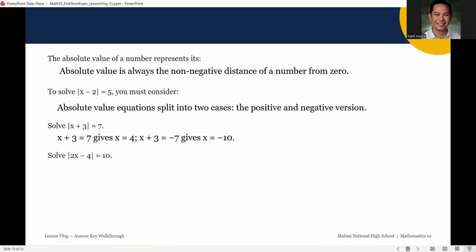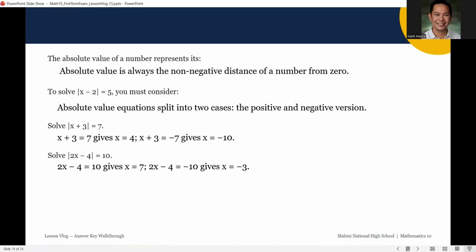Next, absolute value of 2x minus 4 is equal to 10. So, this is just like the absolute value of x plus 3 is equal to 7. The 10 is also positive, so we are going to split this one. So, again, when we split, you have 2x minus 4 is equal to 10. Gives us x is equal to 7. So, sir, how did that happen? Because the negative 4, when we move it to the 10, becomes positive.